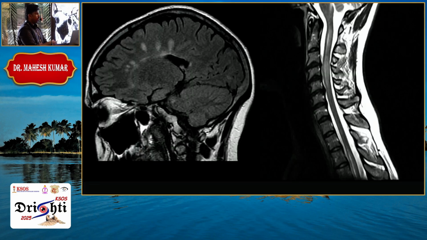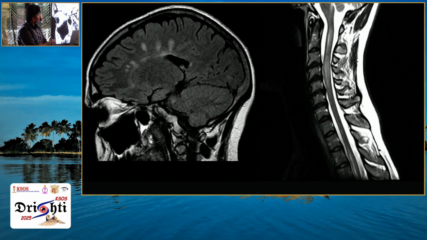Now, left optic neuritis is many times related to conditions like multiple sclerosis and neuromyelitis optica. These images are just to show you how the demyelinating lesions in the brain appear. This is a FLAIR image of the brain showing white demyelinating lesions in white matter, which we call Dawson's fingers. And this is an image of the spine, cervical spine especially.